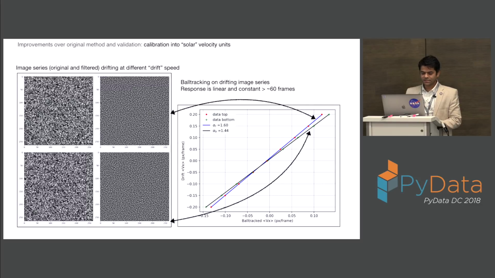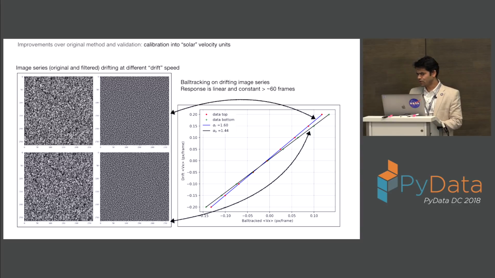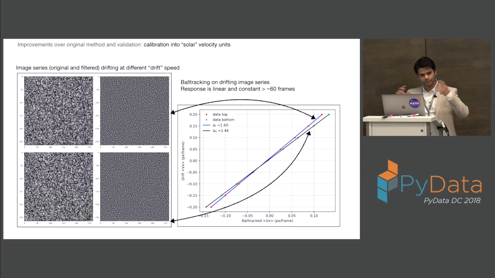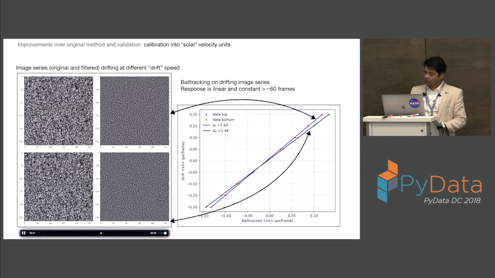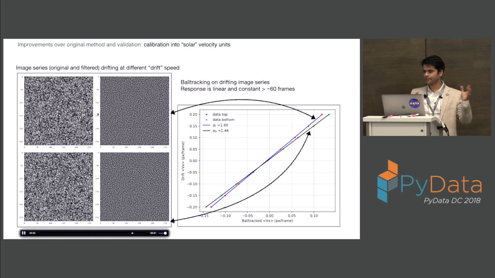Now, how do you get a sense of the quality of the tracking? How do you get a sense of how good you are doing in the tracking? Because again, there are plenty of things you can't really see and check by the naked eye. One way to do this is to simply impose a drift on the data.